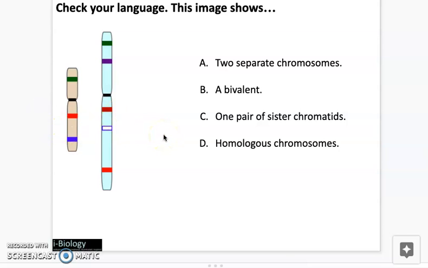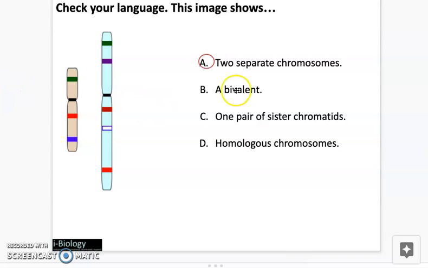Is it showing two separate chromosomes? Is it showing what we call a bivalent? Is it showing one pair of sister chromatids? Or is it showing homologous chromosomes? And the correct answer would be two separate chromosomes.